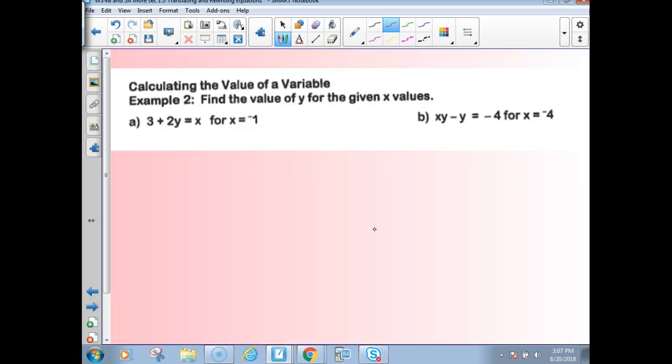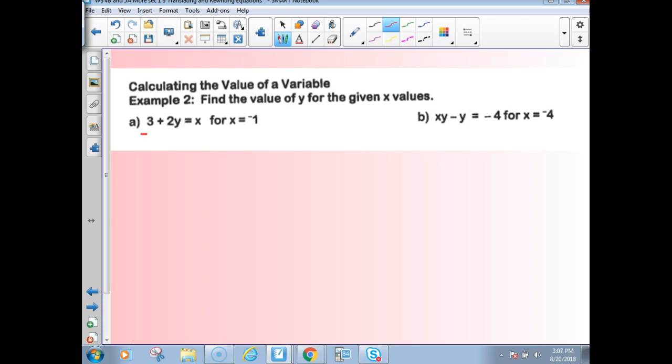Okay. But by the way, one of the most missed questions on the quiz this week. Calculating the value of a variable. Well, this is asking us to find the value of y for the given x values. Okay, so first they're asking us, don't the directions tell you you're supposed to solve for y first or not? Find the value of y for the given x value first, solving for y, and then plugging in. So we're going to keep practicing that, solving for y.